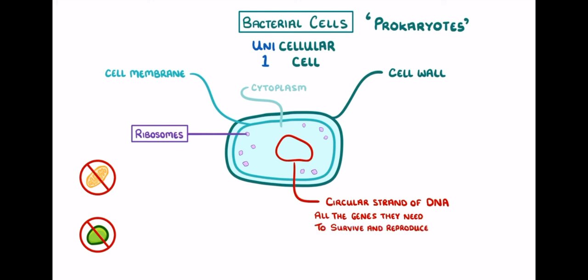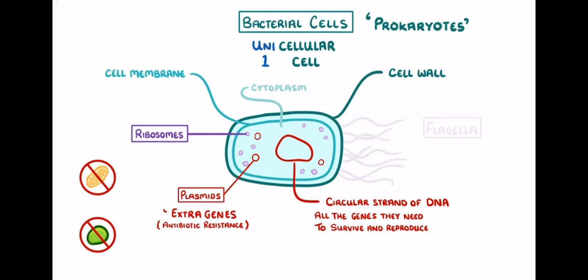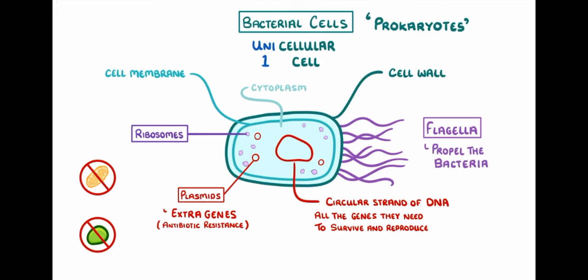Some bacteria also have additional small rings of DNA, called plasmids, that carry extra genes, like antibiotic resistance, which the bacteria don't need on a daily basis, but may sometimes come in handy. Bacteria can also have flagella, which are thread-like structures that protrude from the bacteria and can rotate to propel the bacteria forward, so that it can move around.